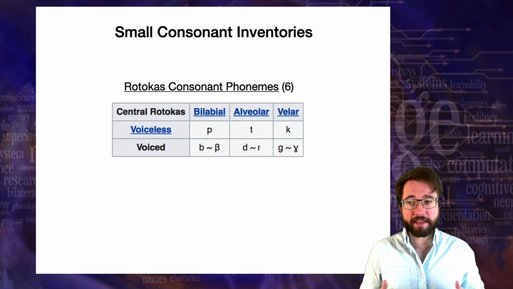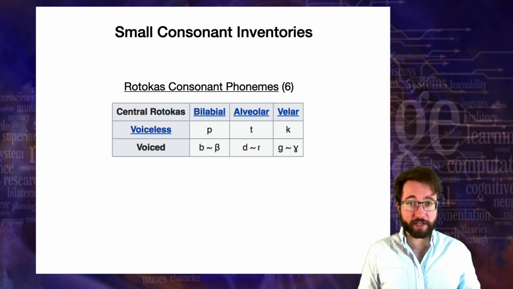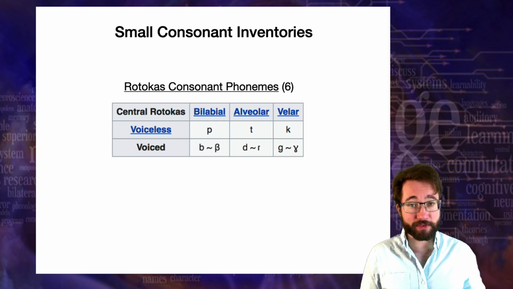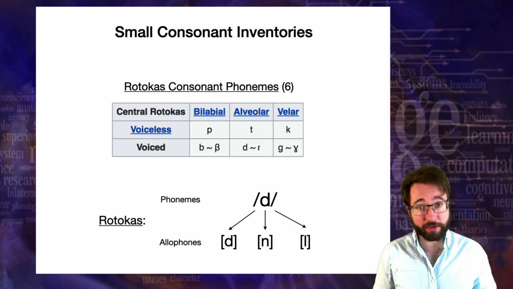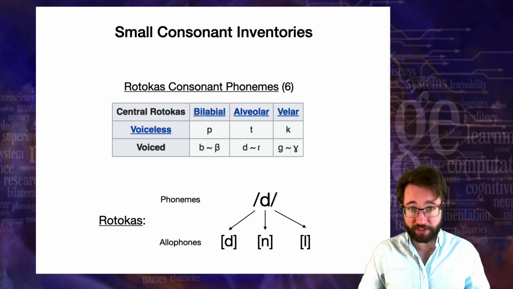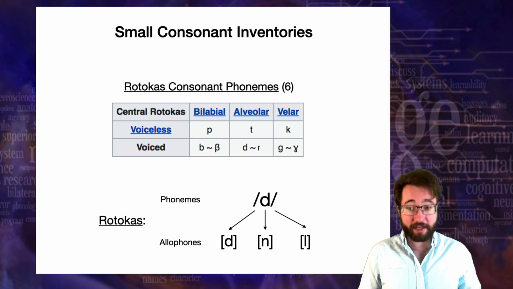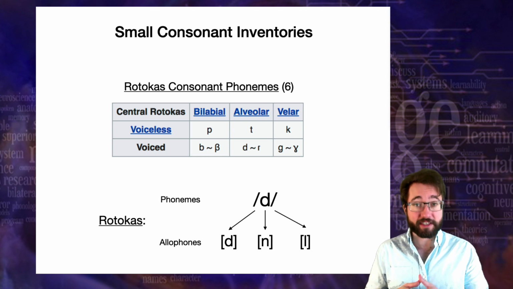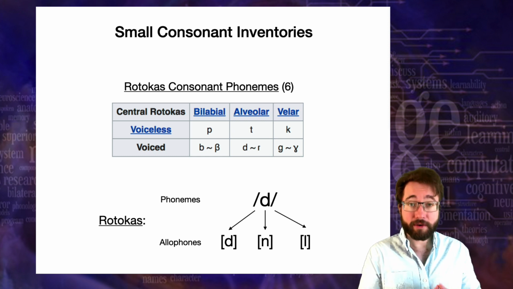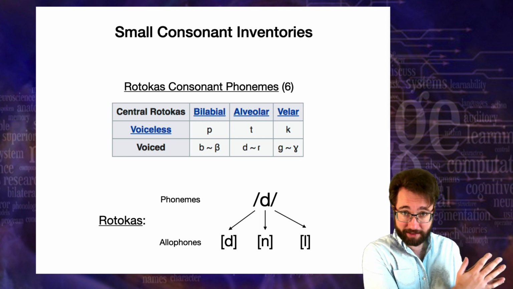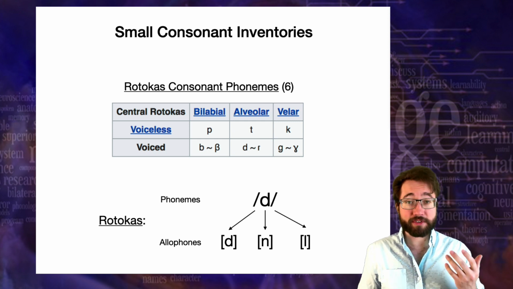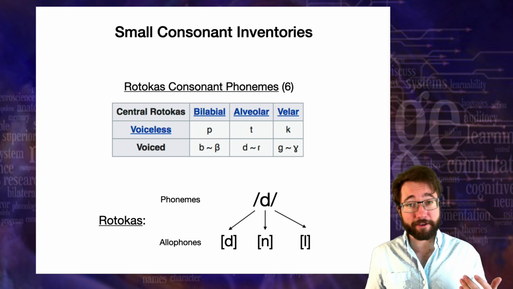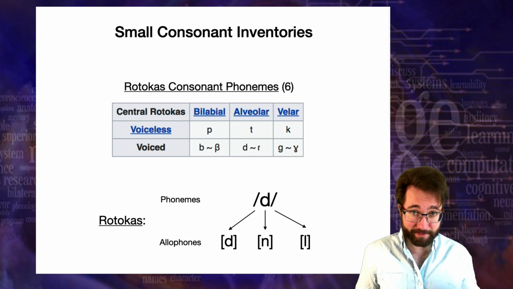But remember, these are not the sounds you would hear. If you actually listen to someone speaking the language, you're going to hear a lot of different sounds. Those are allophonic variants of these underlying phonemes. In particular, in Rotokas, that underlying phoneme d, the voiced alveolar stop, can be expressed as the sound d or the sound nasal n, or the sound lateral approximant l. So when you listen to this language, you will hear nasals, but those nasals are not phonemes. They're just allophonic variants of the voiced stops.